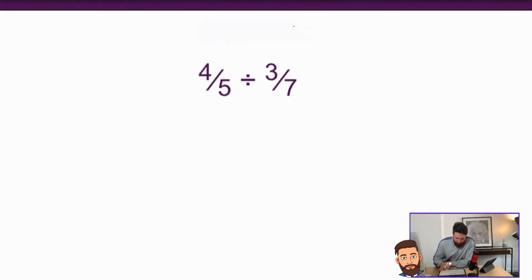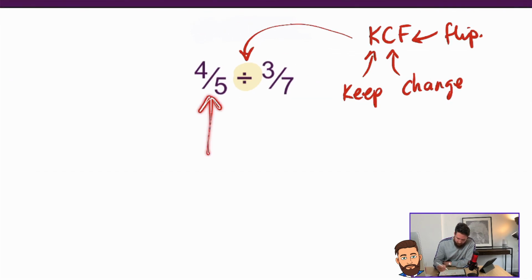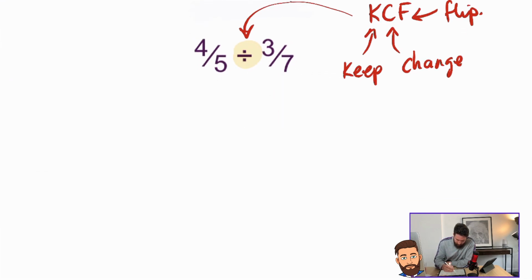Moving across to this one. When we divide fractions, there is a very important rule that you need to remember. A lot of students like to remember it as KCF, which means keep, change, and flip. So that means I need to keep this first one, change the second one, and flip the sign. So that would give me 4 over 5 times by, and I flip the last fraction, which is 7 over 3.